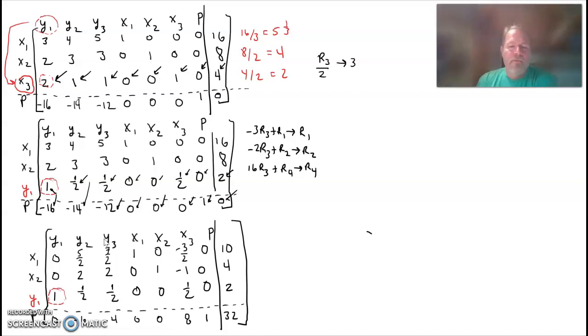All right. We look at the last column. The most negative number wins. That happens to be -6 this time. That's my pivot column. And my pivot number is found by division. So this time it's 10 divided by 5/2, which is 10 times 2/5.